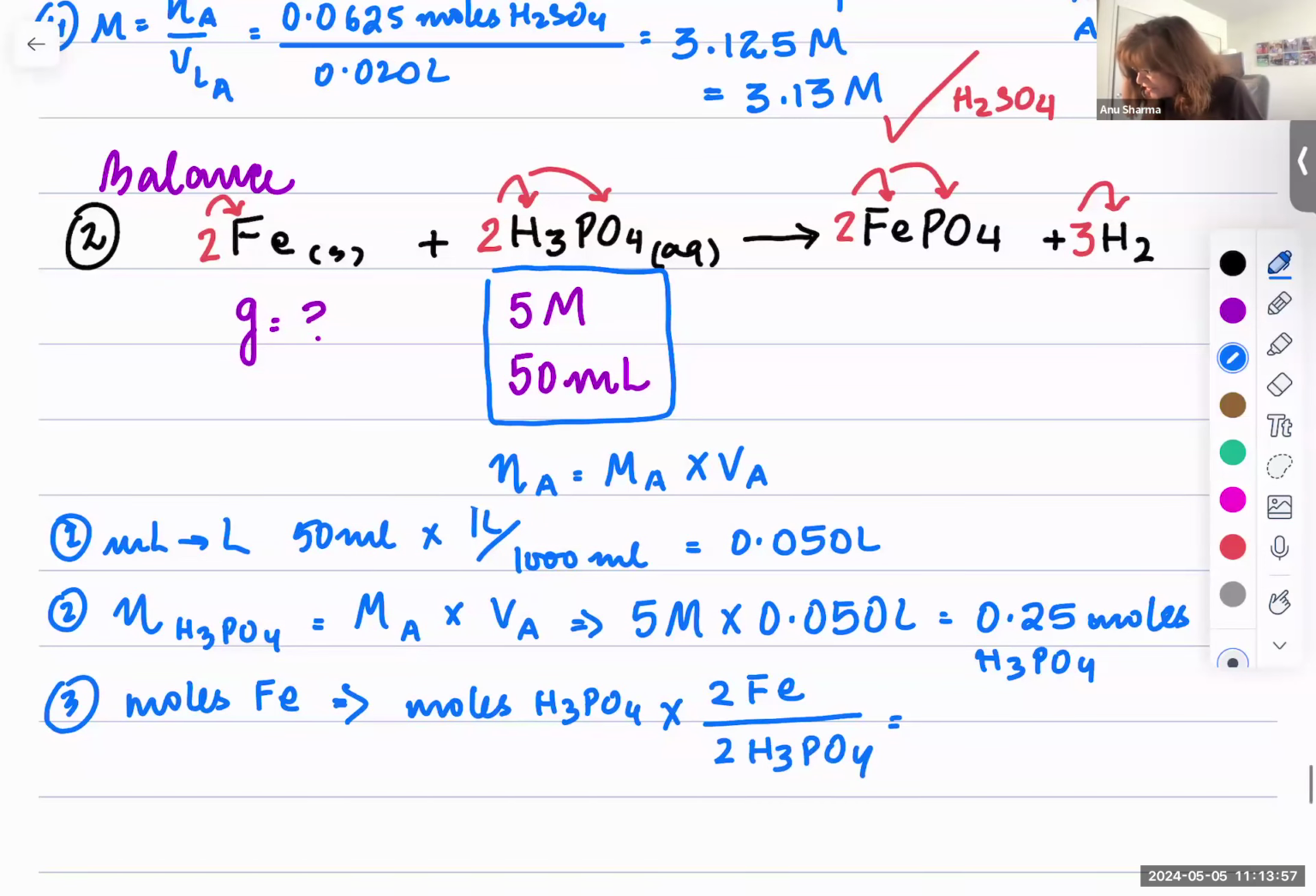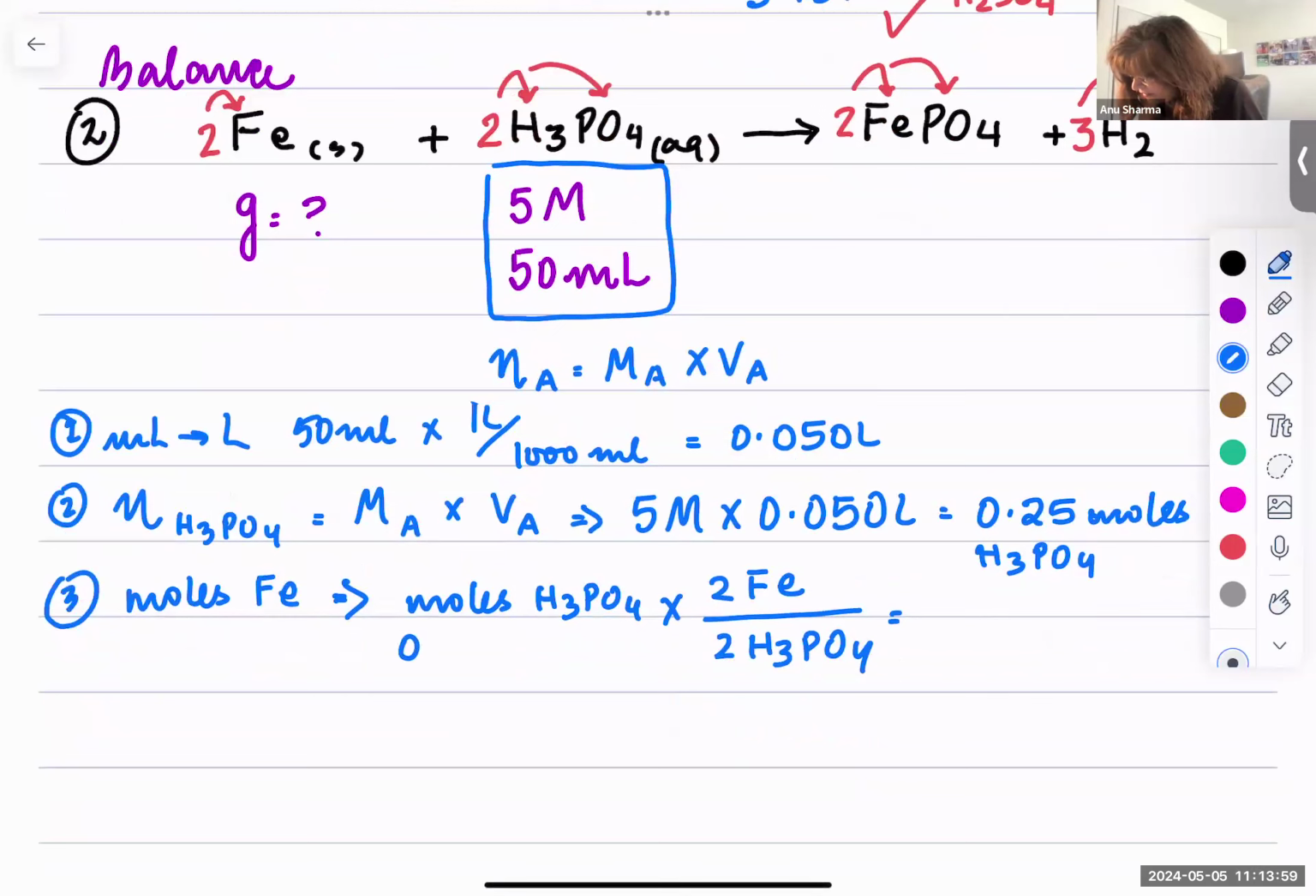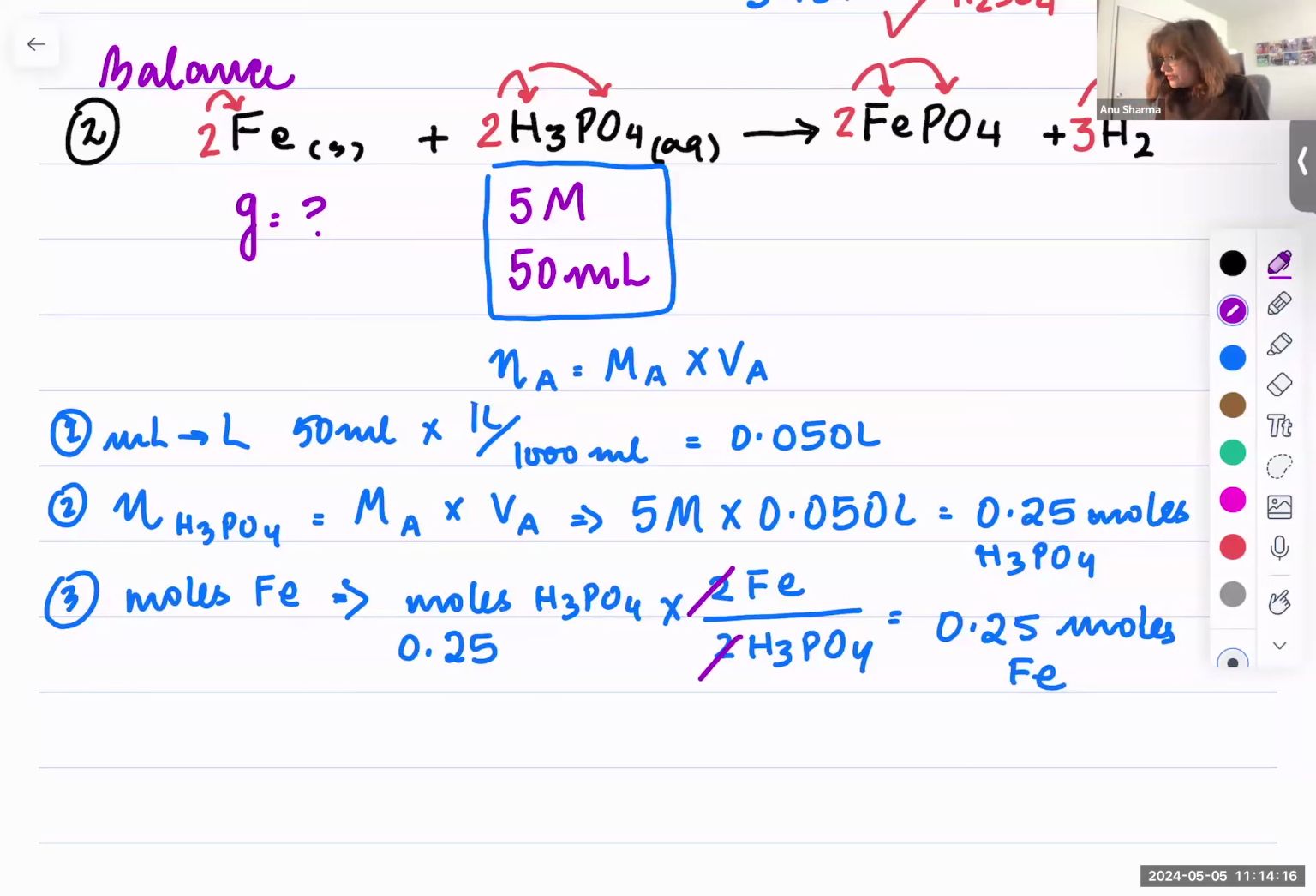So we have 0.25 moles of H3PO4 times 2 divided by 2. So it's basically 0.25 moles of iron. You get it? So this cancels out. So next is the last part, which is to convert the moles to grams.